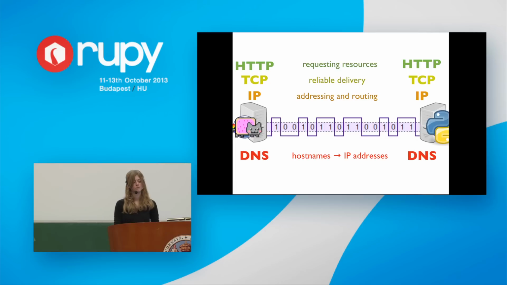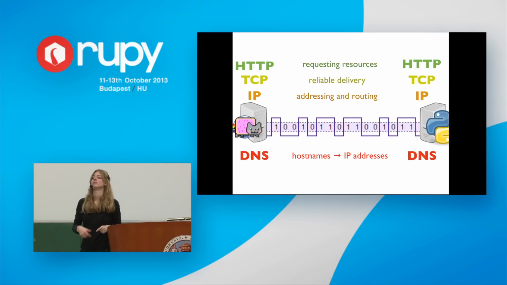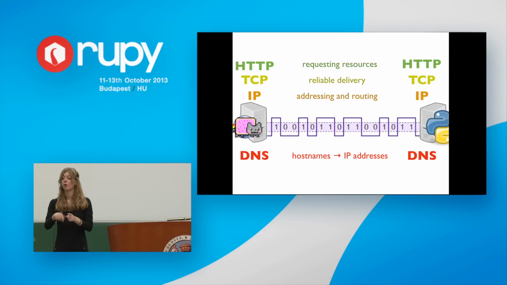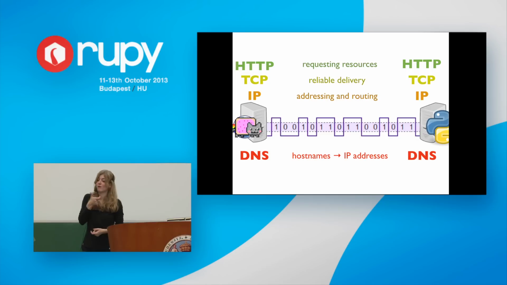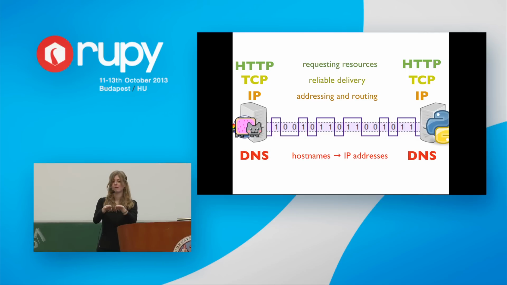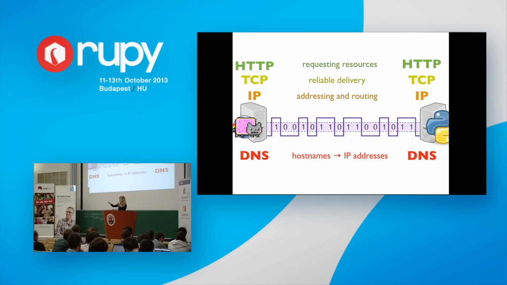So we know that the very first thing that happens is we use DNS to resolve host names to IP addresses. Once you have that IP address, you can now handle the addressing and routing question for how to get from point A to point B. You can establish a reliable TCP connection, and over that connection, you issue application layer requests, in the case of making web requests using HTTP.